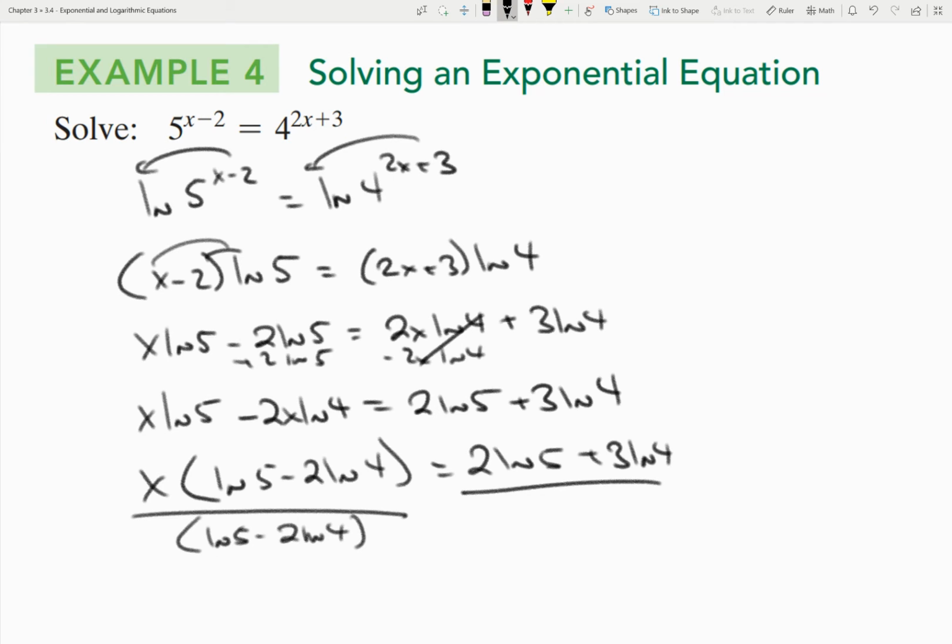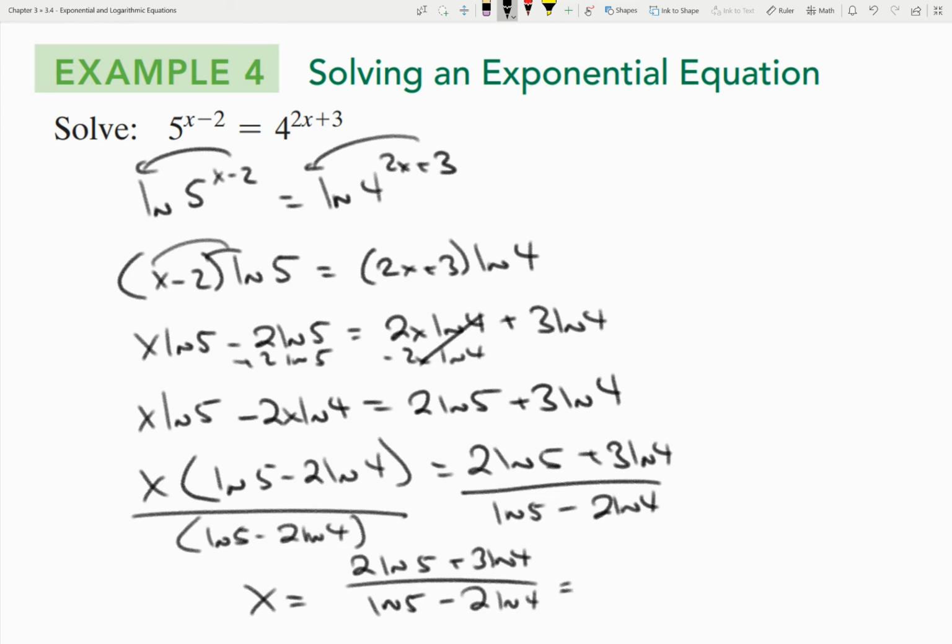And we get our final answer of x is equal to 2 natural log 5 plus 3 natural log 4 over natural log of 5 minus 2 natural log 4. That is the exact answer.